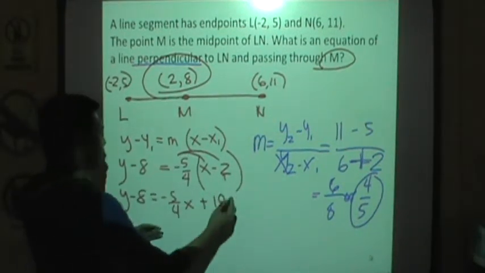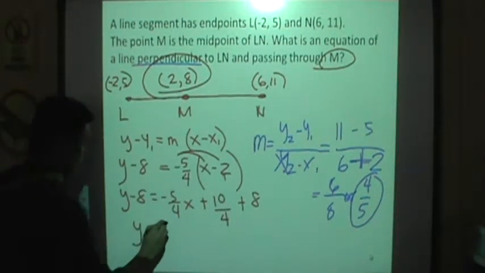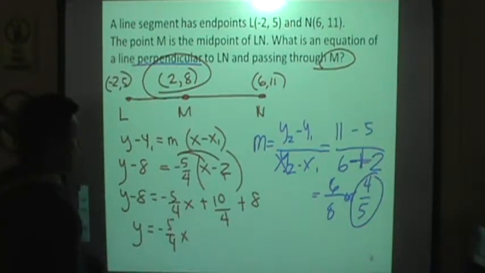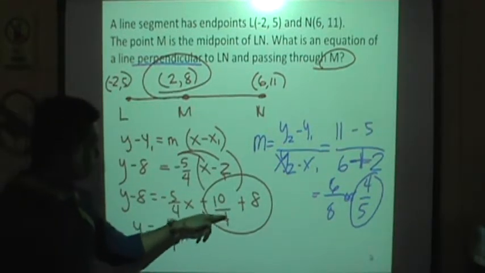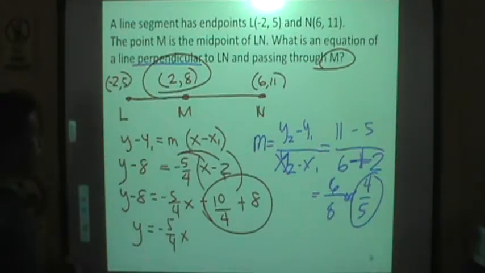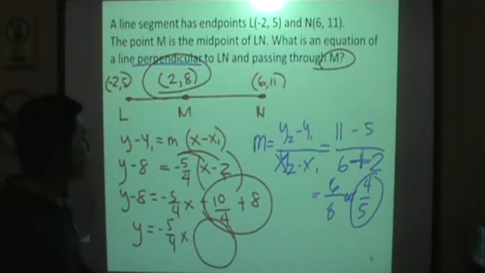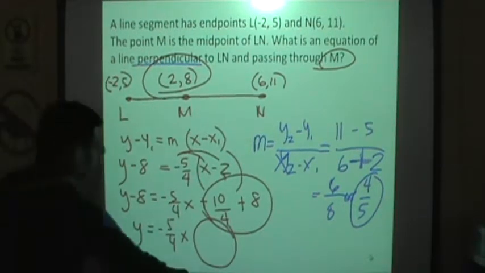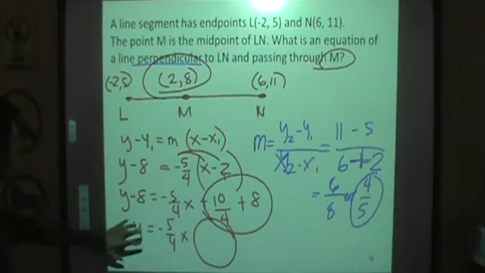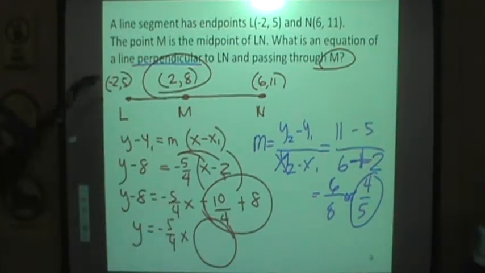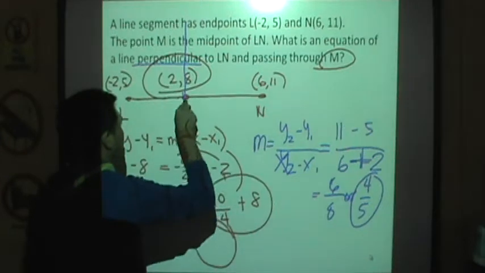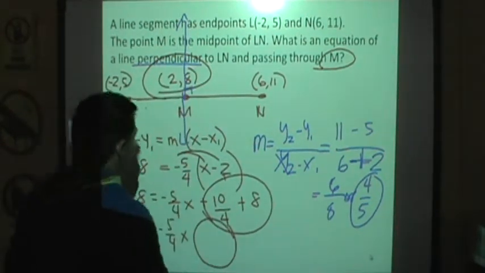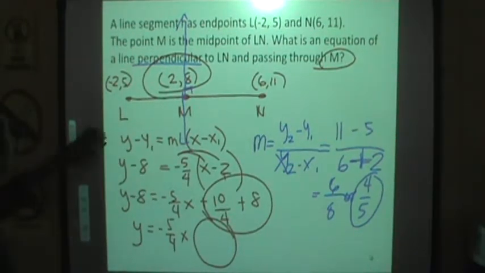Okay, now move that minus 8 over, becomes plus 8. Y equals negative 5 over 4 x. Now, at this point, I'm going to ask you this time to use your calculator by pressing 10 divided by 4 plus 8. And then write your answer here, whether it's a fraction or decimal. So this is going to be the equation of the line that is perpendicular to line L and passing through M. To illustrate that, it's going to be this line, and the line is forming a right angle because it is perpendicular to line L.